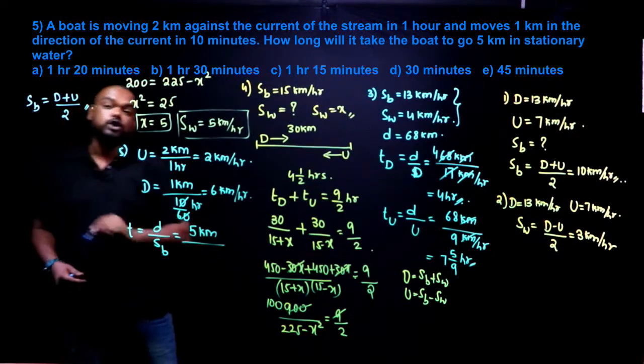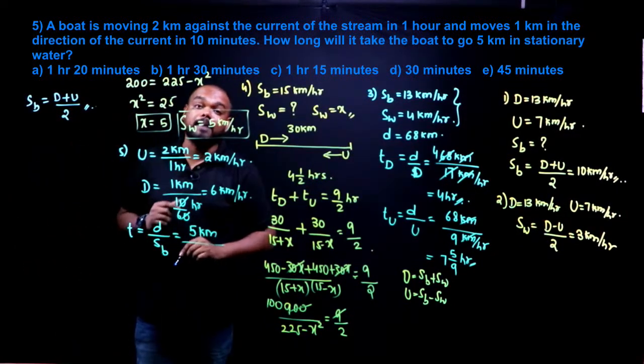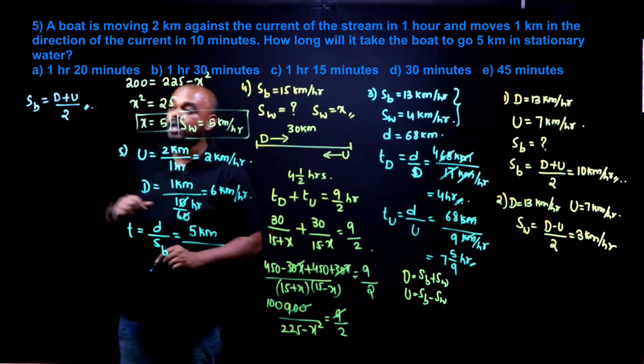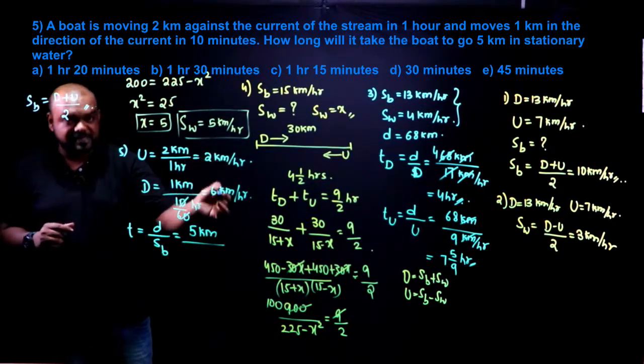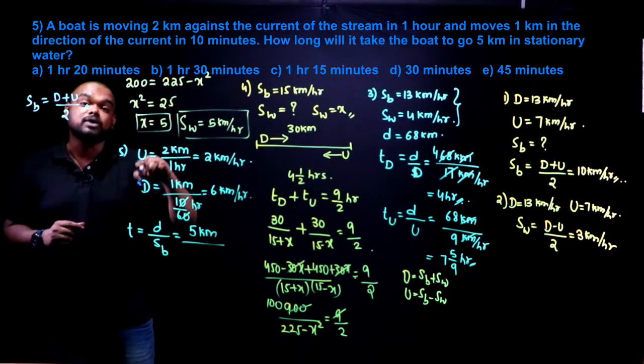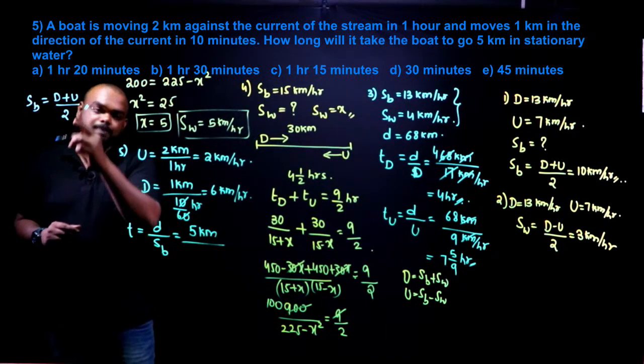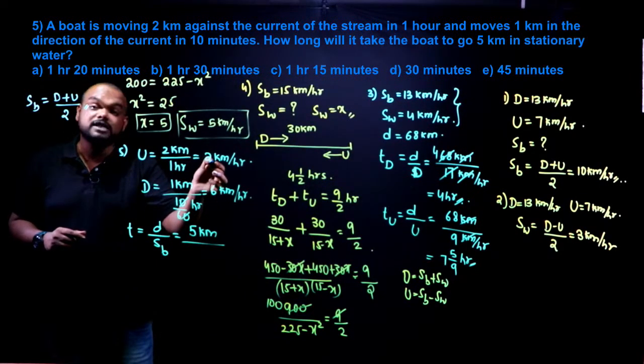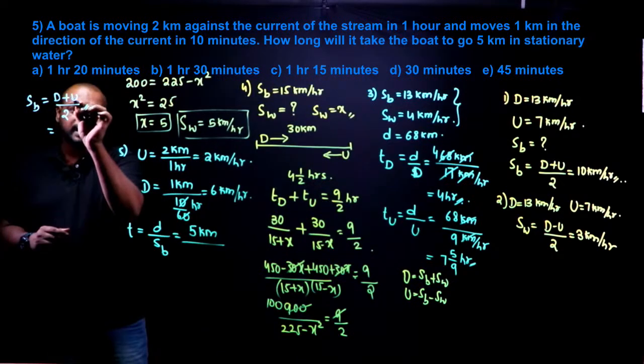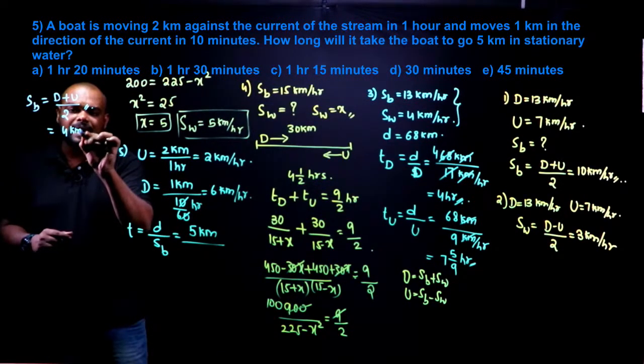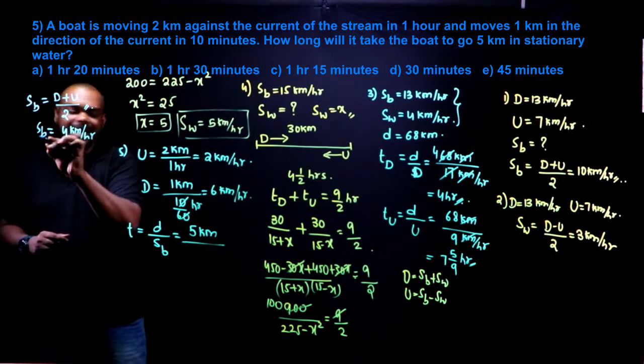That's the reason I told you that you must remember each and every formula, people. The primary 4 formulae. Now, D value, that is the reason he gave this data. So, indirectly he is asking us to calculate SB first. SB is (D plus U) by 2. D value is 6. U value is 2. 6 plus 2, 8. 8 by 2, 4 kilometer per hour. That is SB value applied here.